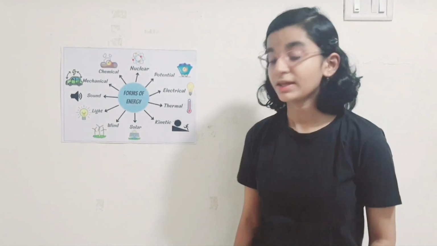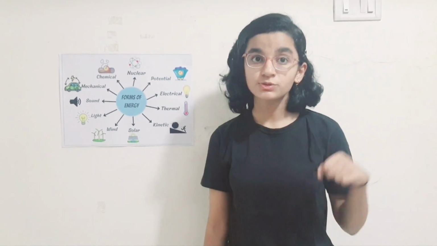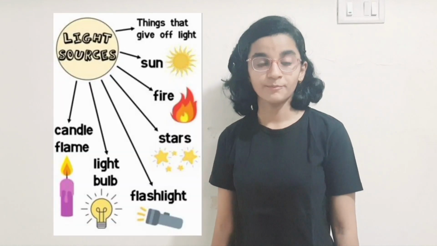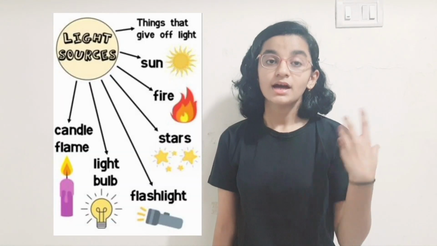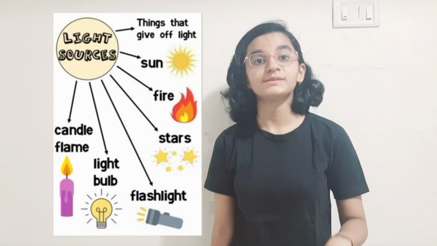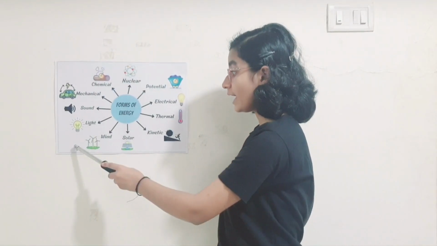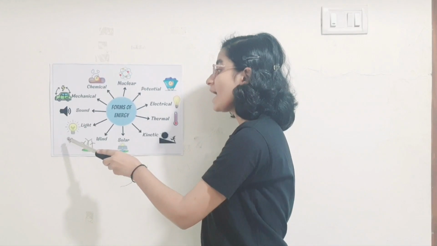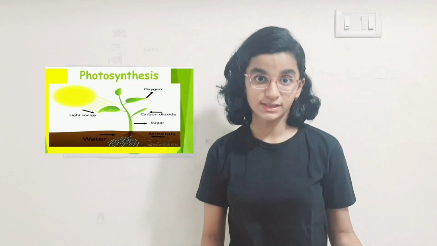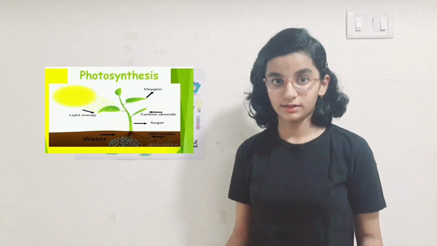Light energy. Light energy is a form of energy which enables us to see things around us. Apart from the sun, candles, light bulbs, etc. are also sources of light. The light energy also helps in the process of photosynthesis. The sun.